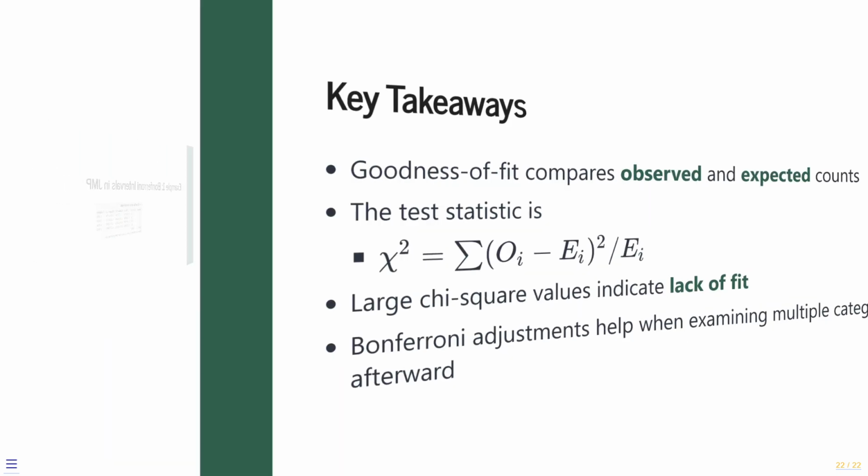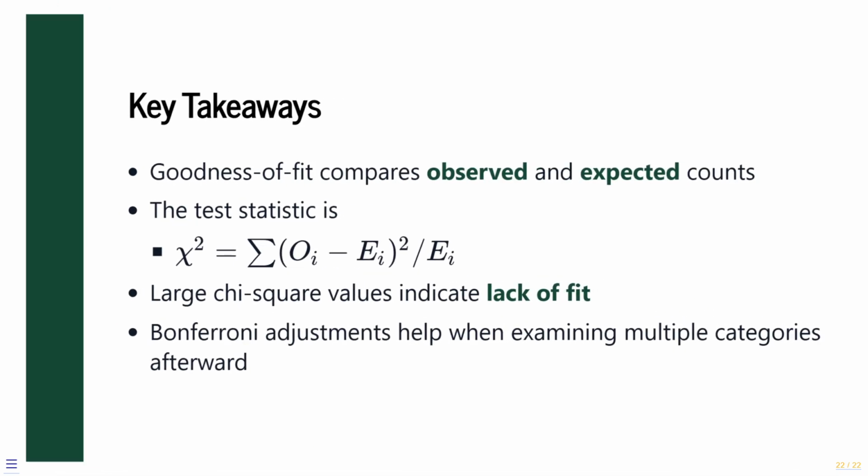The main ideas are that goodness of fit compares observed and expected counts. Large chi-square values indicate lack of fit, and Bonferroni adjustments are useful when examining multiple categories after the overall test.